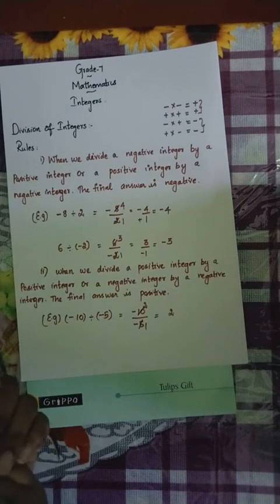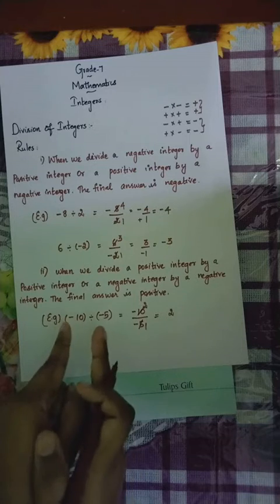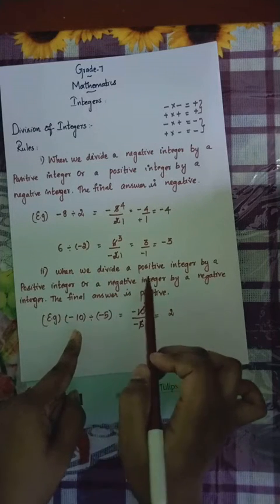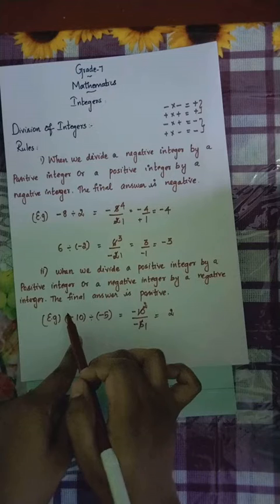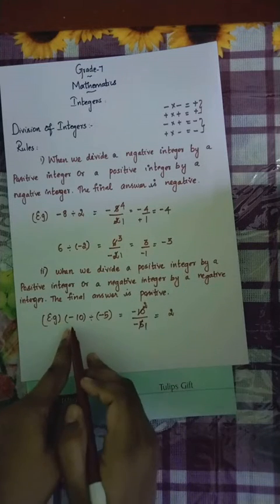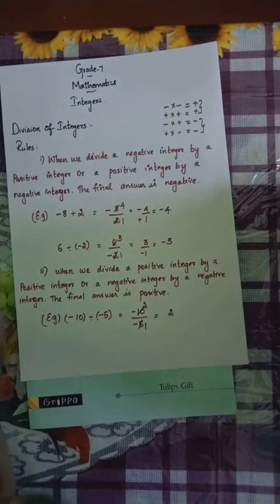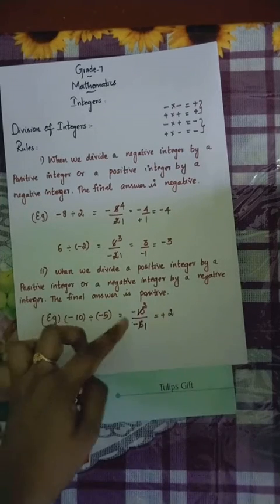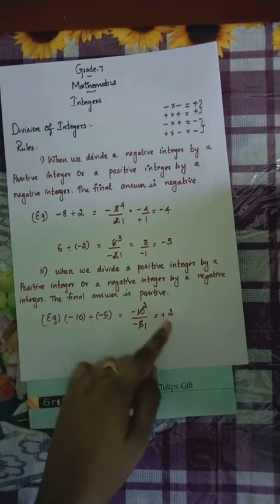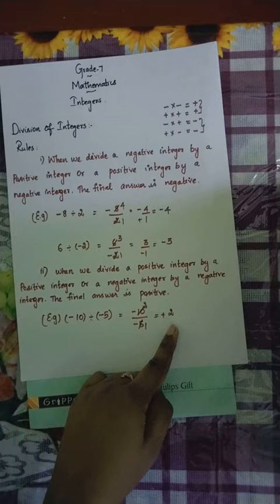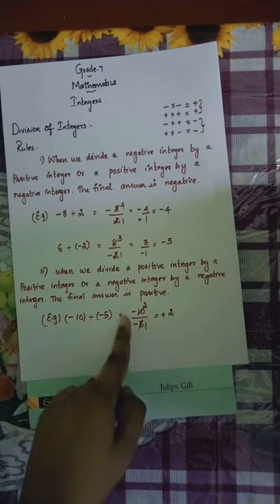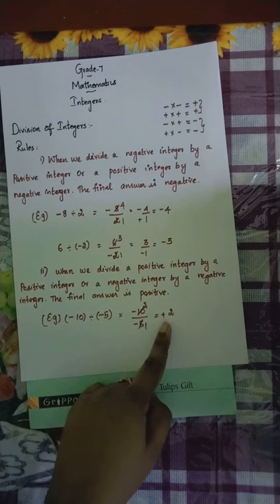Okay, what is the sign? Here both the numbers are having negative sign. What is the rule? When we divide a negative integer by a negative integer, the final answer is positive. Both are negative integers, so the answer will be positive. So plus 2. Understand? Don't forget this very important rule.